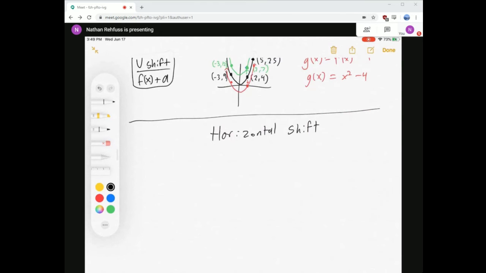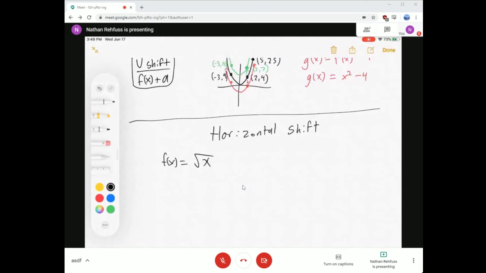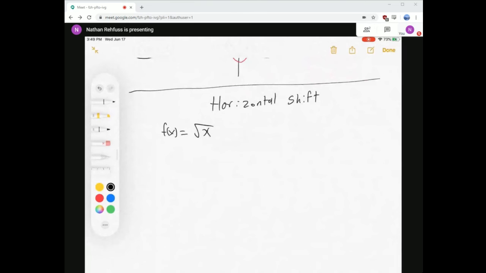So let's say f of x was equal to the square root of x. So I'm going to use a new function each time. And instead of changing the output, if I said square root of x plus 5, that would move the whole graph up 5 units. But I don't want to go up or down this time. That's what that would do. I want to go left or right.